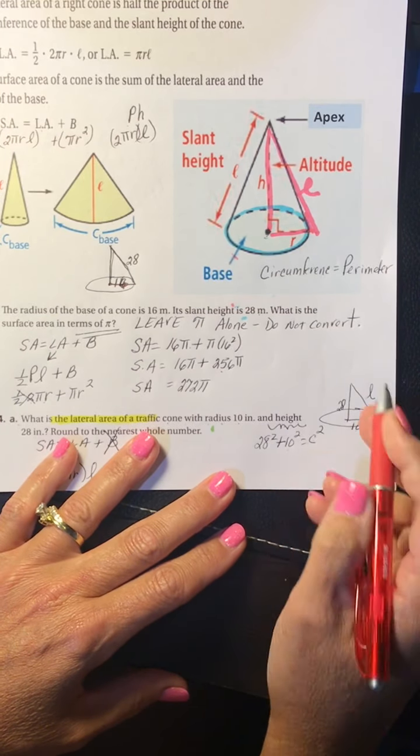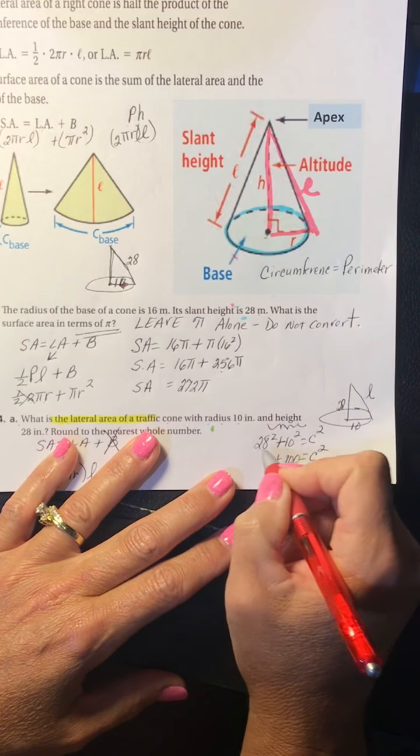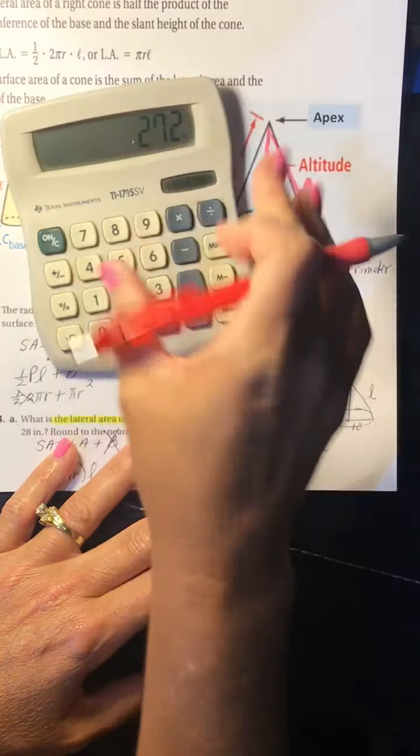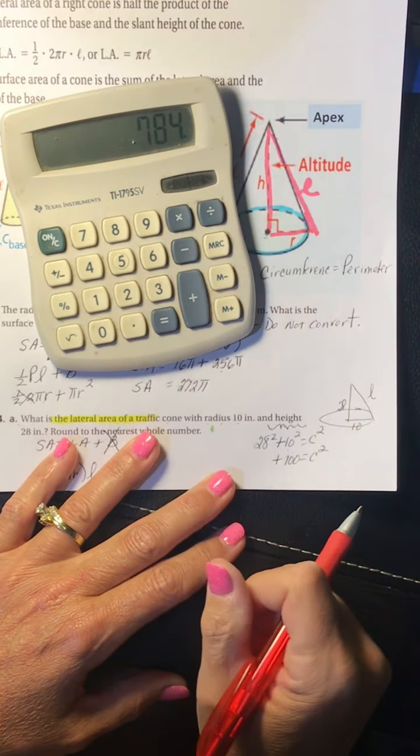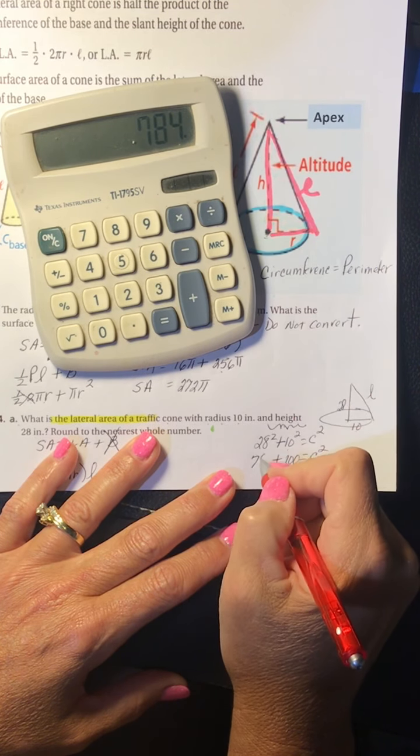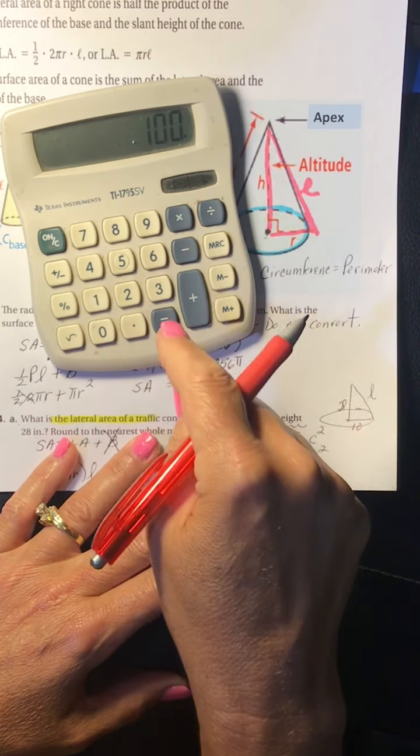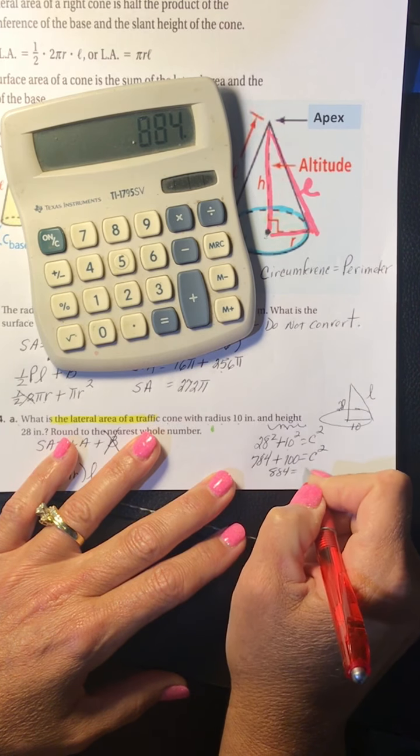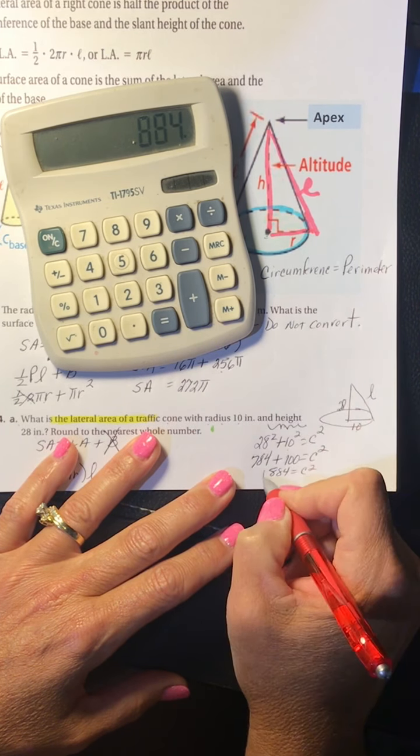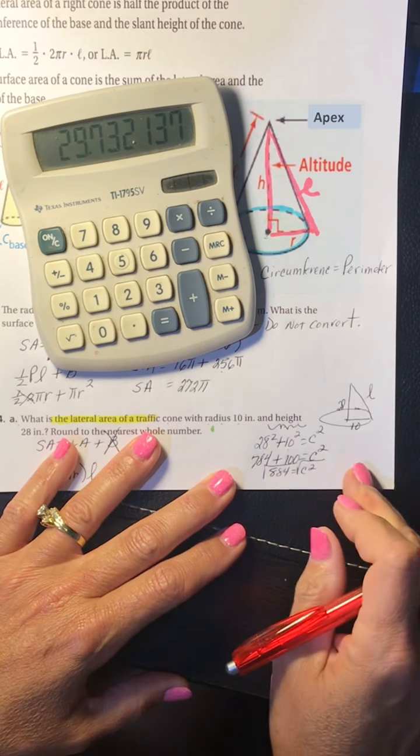All right, 10 squared I know is 100. And 28 squared, 28 times 28 equals 784. 784 plus 100 equals 884. Don't forget, we got to take the square root, hit the square root key, and we end up with 29.7.